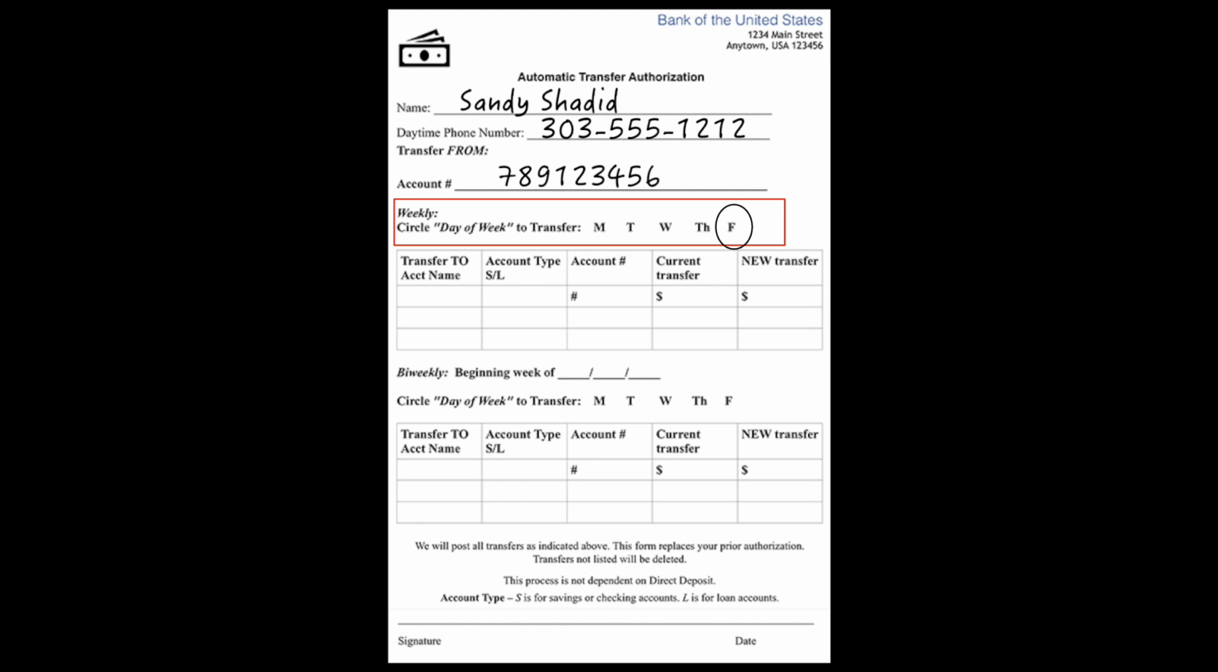In the first column, she writes her own name because she is transferring money from one of her accounts to another account she owns. She then circles the S for savings account. She then writes her savings account number. Because she is setting up a new transfer, she writes 0 in the current transfer column. In the new transfer column, she writes $10. When she is finished with the form, she gives it back to the teller and her request is processed.